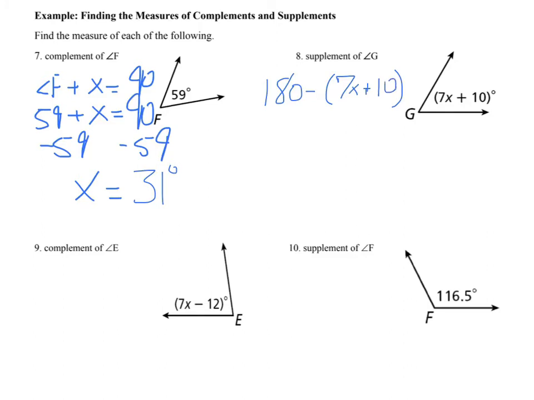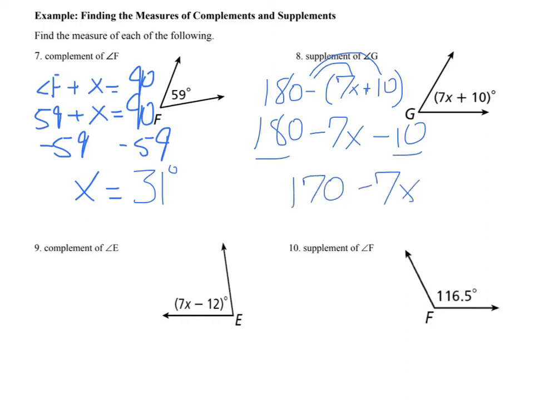Now, remembering our arithmetic rules, distribution, we should be distributing that negative, and we get 180 minus 7x minus 10. We can combine the 180 and the negative 10 to get 170. So we don't actually know any angle here, but we know that the supplementary angle of angle G would be represented by the expression 170 minus 7x.